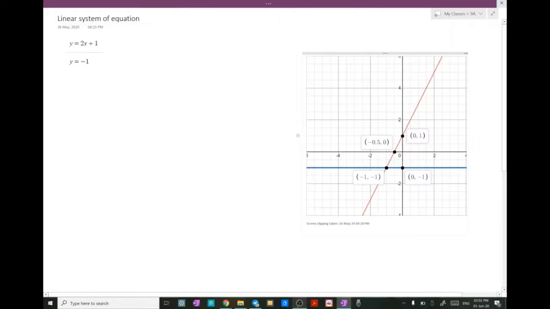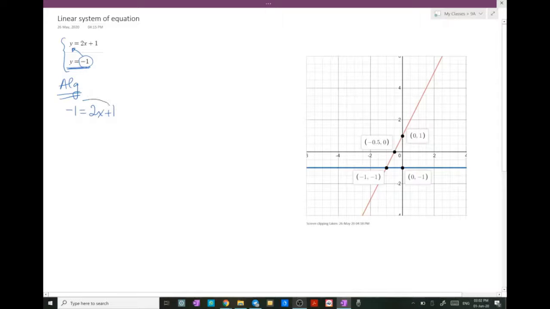In order to solve the linear system of equations algebraically, using algebra, we use the method of substitution. Since we have y equals a number, we can take the value of y and substitute it in the first equation. So minus 1 is equal to 2x plus 1.